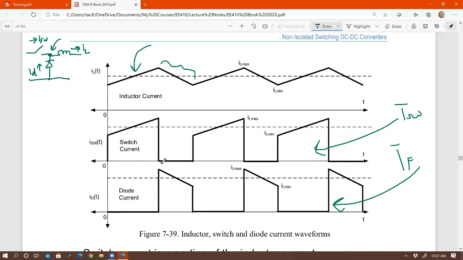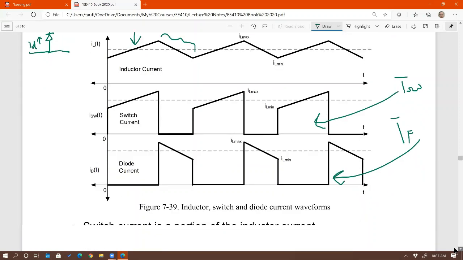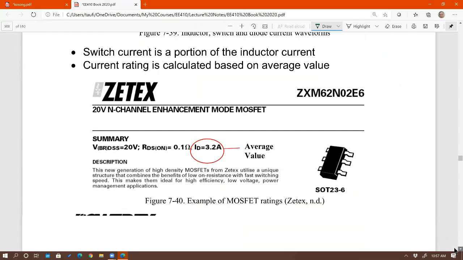We know that the base here is T on, the base there is T off, right? T on is D times T, and T off is 1 minus D times T, right? Oh, yeah, this is good.